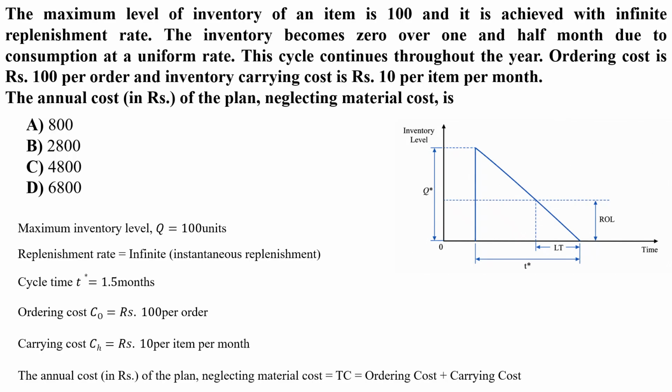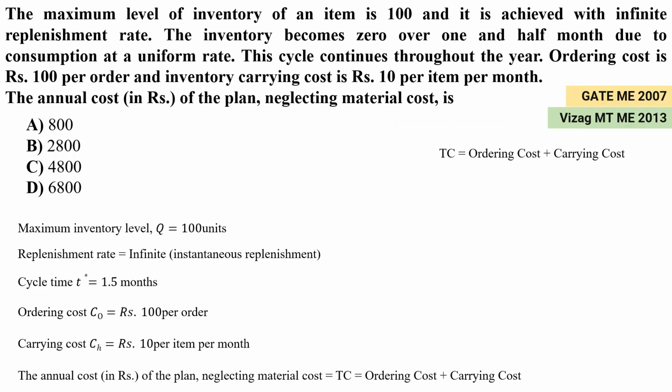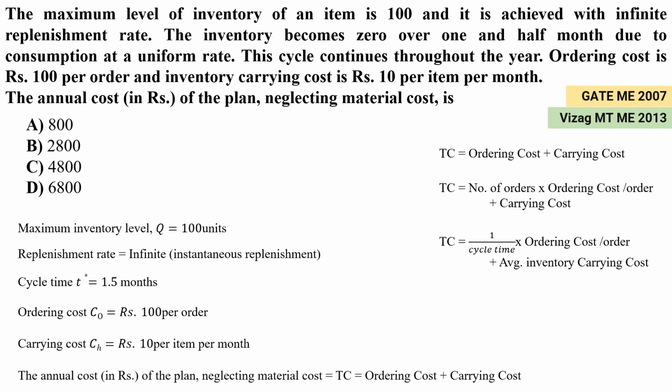So the total annual cost, but neglecting the material cost. The purchasing cost we have to neglect. Then total cost equals ordering cost plus carrying cost. We know ordering cost equals the number of orders into the ordering cost per order. The number of orders is equal to 1 divided by the cycle time. Here the cycle time is given as 1.5 months. Then the number of orders equals 1 divided by 1.5.